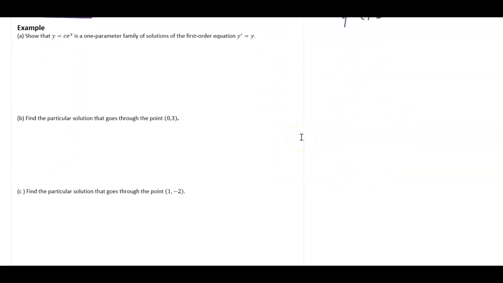Let's look at an example here. Let's show that y equals c e to the x is a one-parameter family of solutions to y prime equals y. Well, the nice thing about exponential functions is their derivatives are the same thing. Therefore, when I plug in y prime and set it equal to y, that is what I get. So that's my verification.